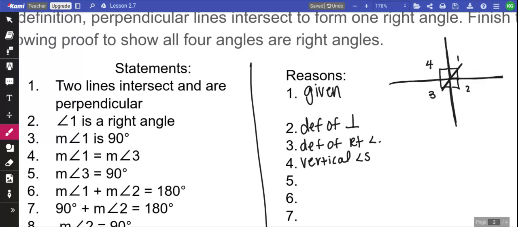Now, if we say the measure of angle 1 is 90 and the measure of angle 1 is equal to the measure of angle 3, then we can say the measure of angle 3 equals 90. So what we did was we said they were both equal to the same thing. So now they're equal to each other. That is the transitive property.